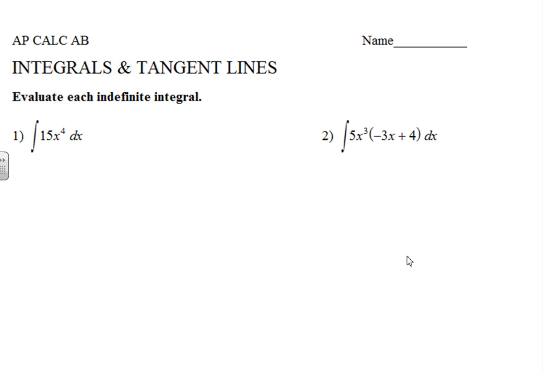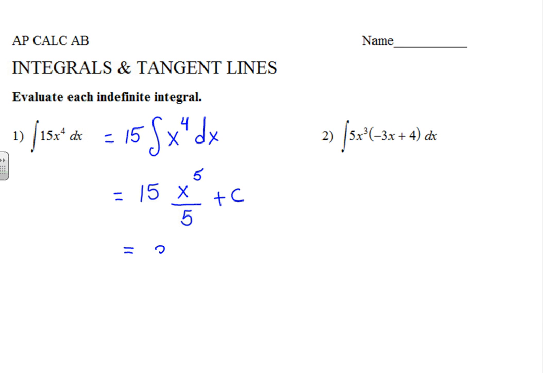So number one, I don't suspect you'll have a lot of trouble integrating that. As you know, you can bring 15 out front. It is a multiplier, so just bring it out front. And now focus in on your x to the fourth. Power rule says we can up that by a power and then divide by the new power. Simplify it, and we're looking at 3x to the fifth plus c. One of those basic integrations.